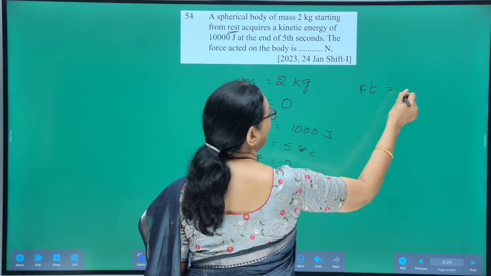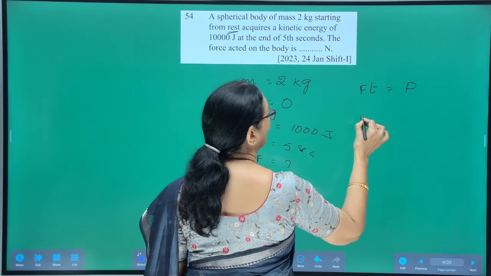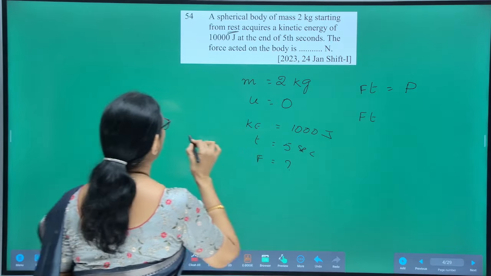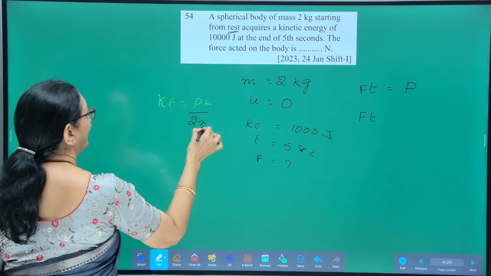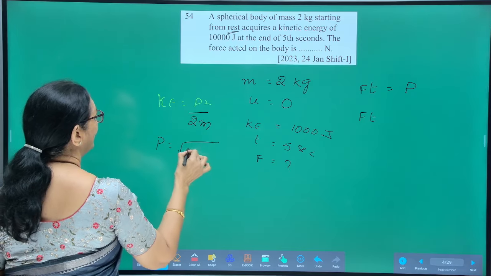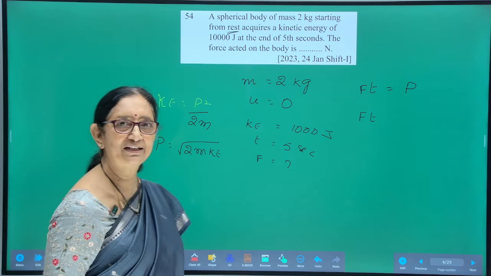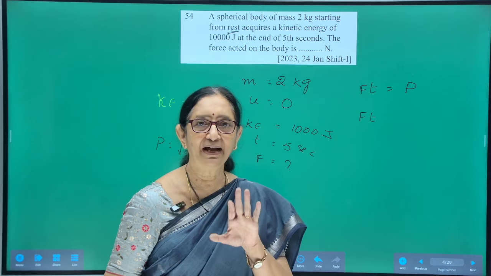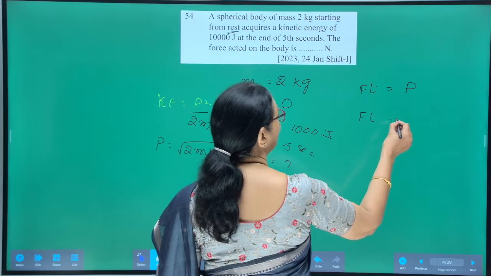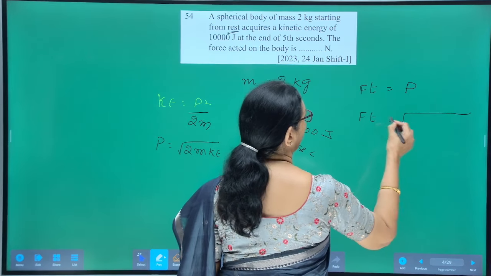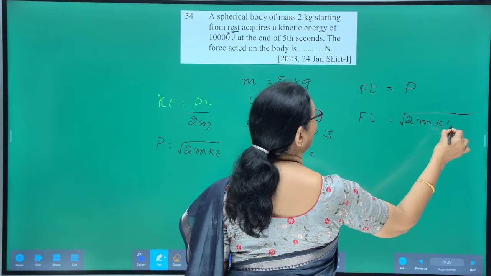Force into time of action of force is change in momentum or gain in momentum. But from the relation KE is equal to p square by 2m, p is equal to square root of 2m KE. As initial KE is 0, initial momentum is 0. So, final momentum minus 0, that is the final momentum, becomes Ft. So, Ft is equal to change in momentum, that is square root of 2m KE.